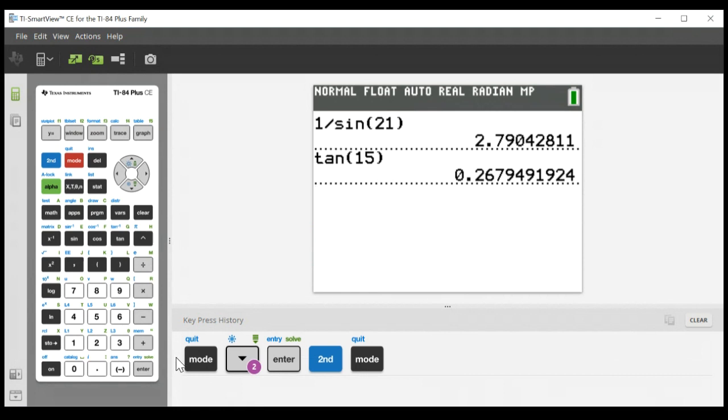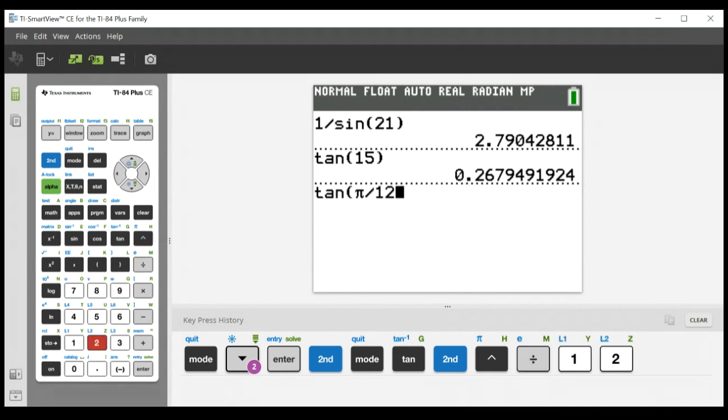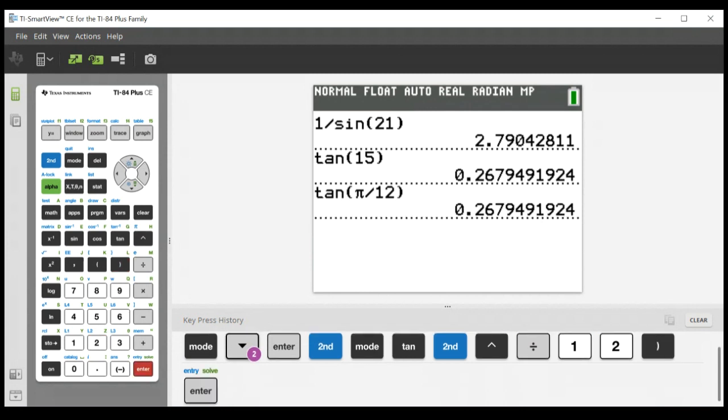Now I want to type this in as tangent of pi over 12. The pi is in blue, so I'm going to need to hit my second button first. So pi divided by 12. And if I hit enter here, you'll notice that you got the exact same answer as tangent of 15 degrees. So our final answer for this one is going to be 0.2679.